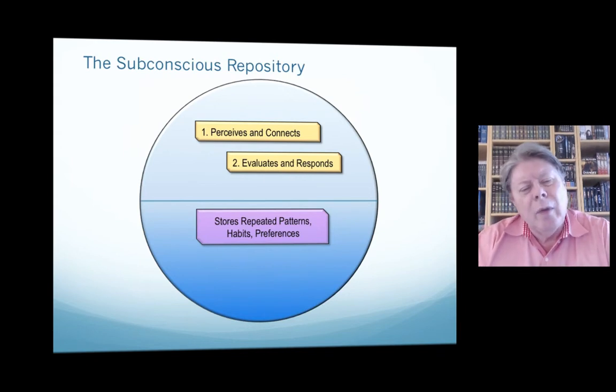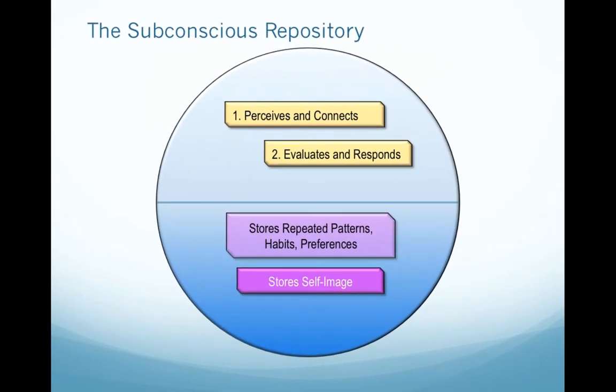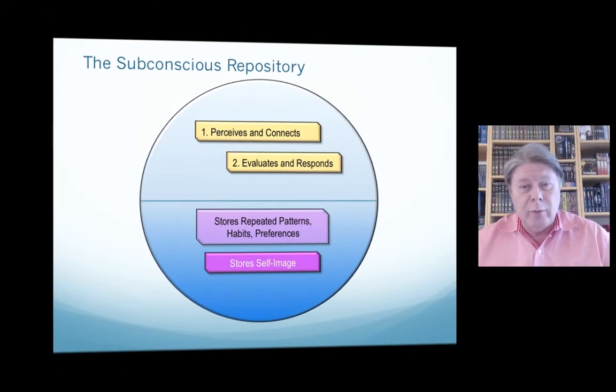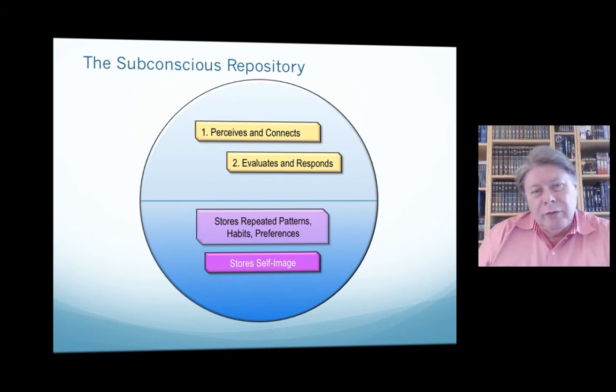So it's not just repeated patterns, habits, and preferences. What also gets stored is your self-image, the picture you have of yourself. So if you start deciding, I'm a certain kind of person, I act this way, I feel this way, I have these kind of attitudes, I have these kind of preferences, I think this way, these are the things I like, these are the things I don't like, this is the kind of person I am, that gets stored. And again, as the subconscious repository, you begin kind of automating yourself, being the kind of person you think that you are.